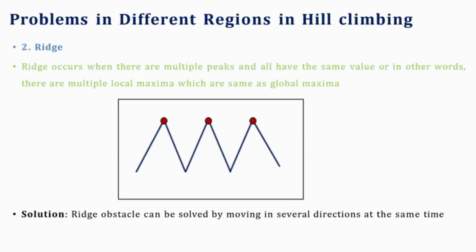A ridge occurs when there are multiple peaks, local maxima, that have the same value, or where navigation requires a series of moves that might not individually appear to be strictly uphill. The image shows multiple peaks, which can also represent a complex landscape where finding the true maximum is hard. The suggested solution is to move in several directions.